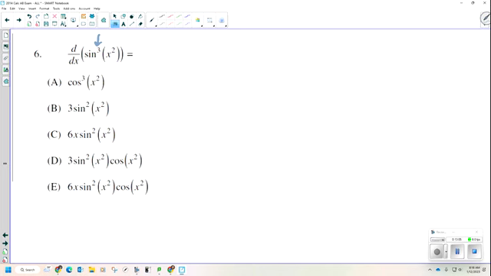Meaning, I tell them to rewrite it just like this. I have the sine of x squared, the whole thing is cubed. And we are going to have to do a double chain rule here, okay? Because there's 2 insides. What do I mean?